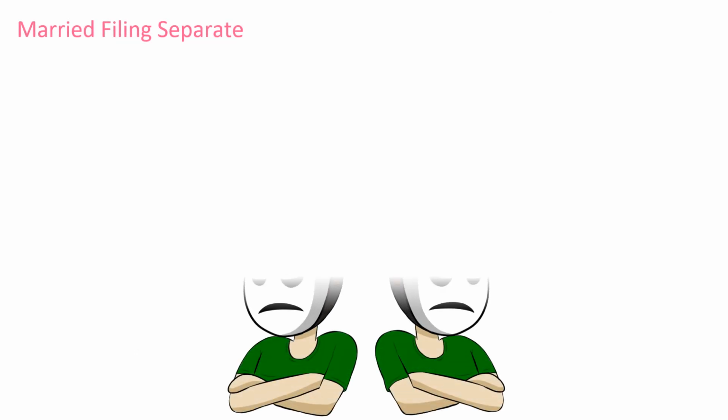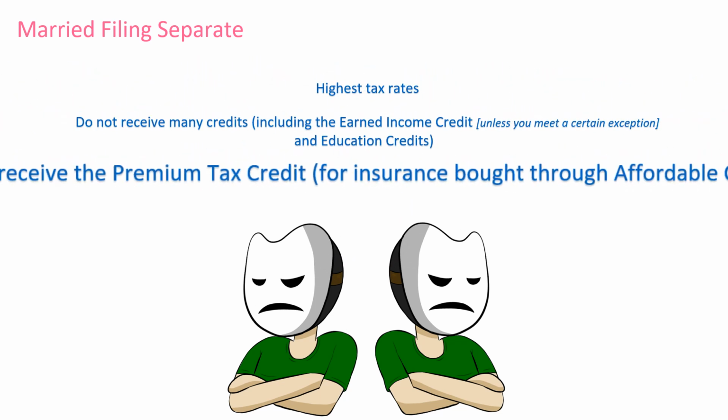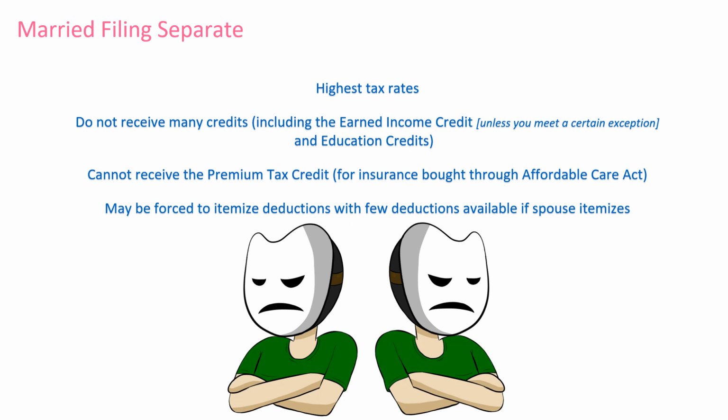Married filing separate is often the worst filing status because it has the highest tax rates. There are many credits filers are ineligible to receive, including the earned income credit and the premium tax credit, and they may be forced to itemize deductions if the other spouse itemizes.